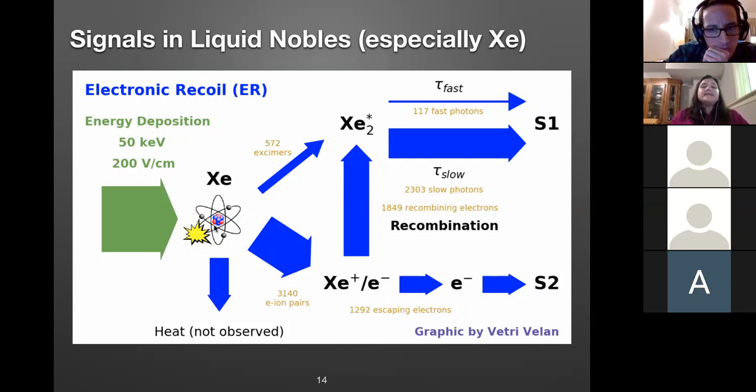And we get some excited dimers. As a physicist, I only really had chemistry through high school, and you're told the noble elements don't make a molecule, but they can make an excited molecule. So you make this excited molecule, and then as it relaxes, you get your scintillation light, your S1. So you see, we put a lot of energy into our electrons and very little energy into our excited dimers that give us photons in the electron recoil. I'll flash back and forth to the nuclear recoil, and you'll see how that changes.